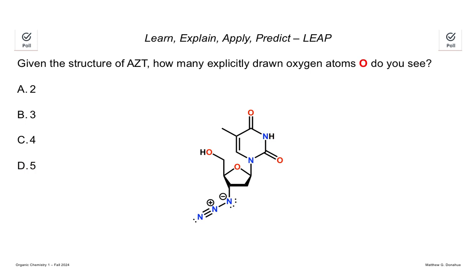Given the structure of AZT, how many explicitly drawn oxygen atoms in bolded red do you see? 1, 2, 3, 4. Our answer is C.